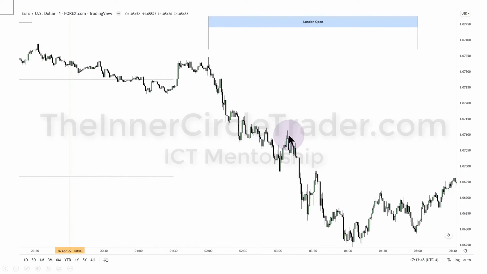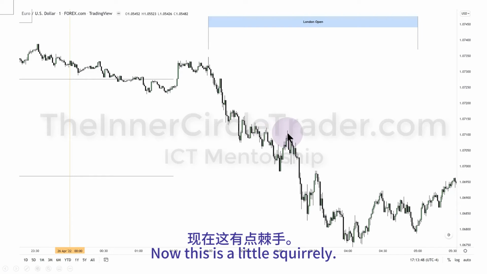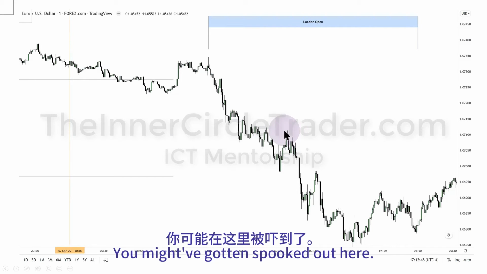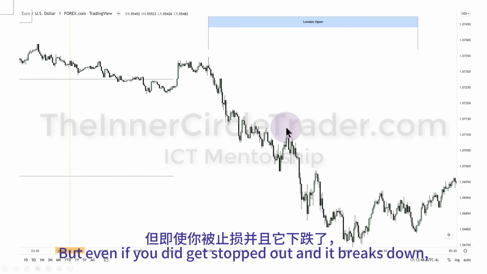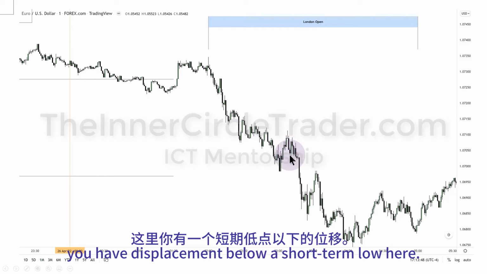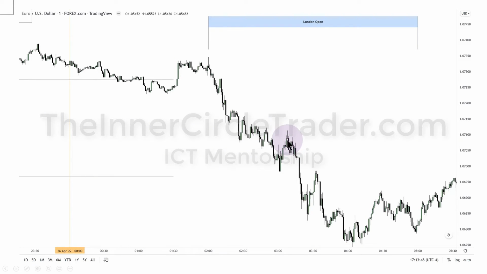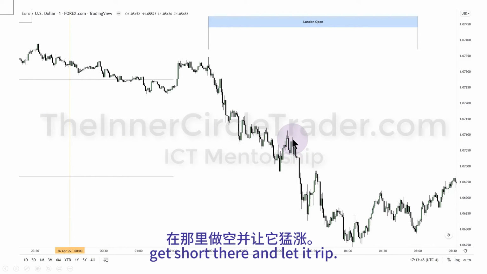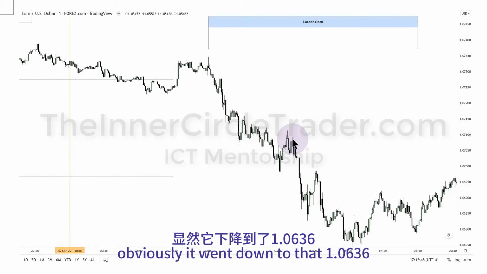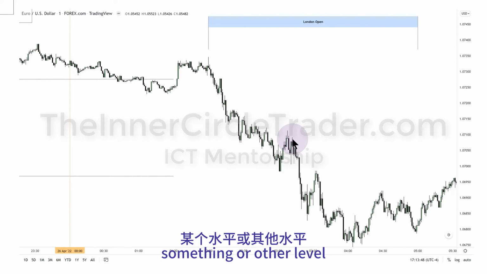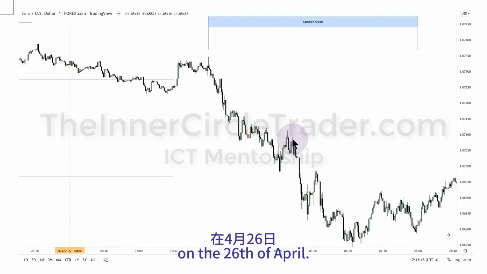Fair value gap. Now this is a little squirrely. You might have gotten spooked out here because stop would have to be above here. But even if you did get stopped out and it breaks down, you have displacement below short-term low here. Fair value gap there, get short there, and let it rip. And then obviously it went down to that 1.0636 something or other level on that same day on the 26th of April.